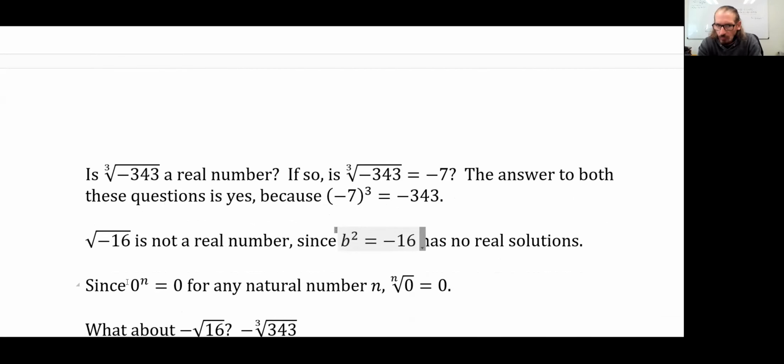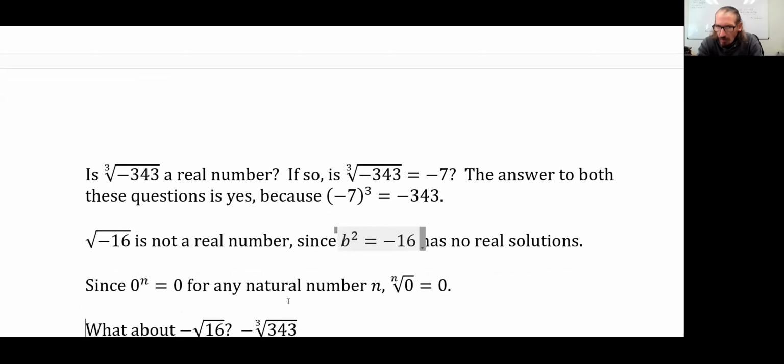Now, as a little side note there, 0 to the nth, 0 times 0 is 0, 0 times two other copies, 0 cubed is 0, 0 to the fourth is 0, and so on. And remember, we only talk about an index that is a whole number starting with 2. So second root, third root, fourth root, etc. The nth root of 0 then is going to be 0.